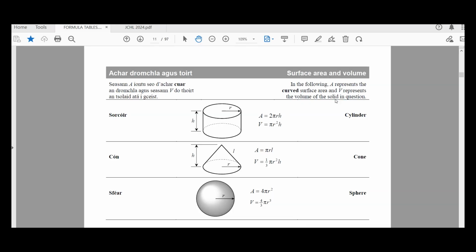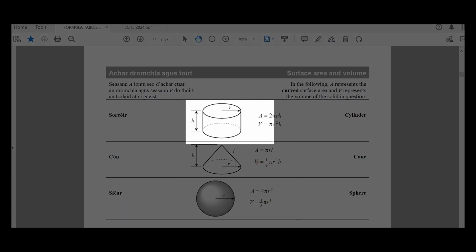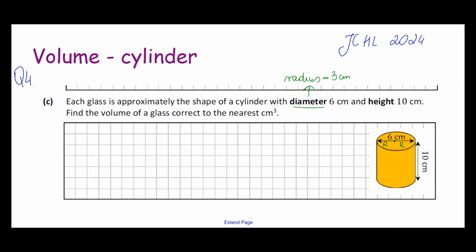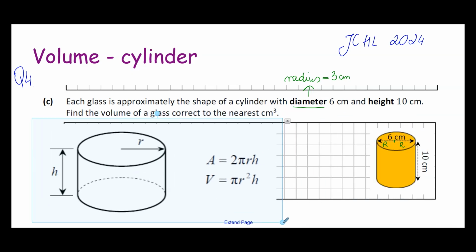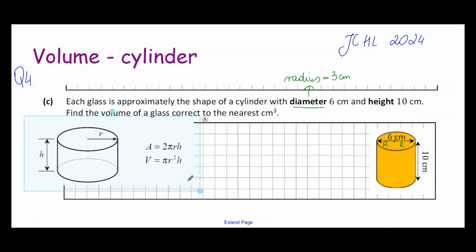So here in our maths table it is saying in the following, A represents the curved surface area, curved meaning the one that goes around. And V, so we can see V here, V represents the volume of the solid in the question. So that's the one we are interested in. That's our cylinder. So let's take that with us so that we can understand what we need to do with this formula and how it works.